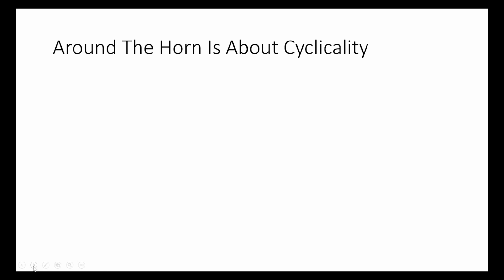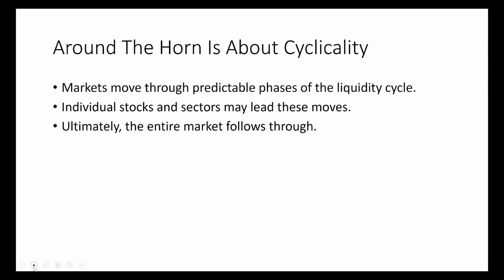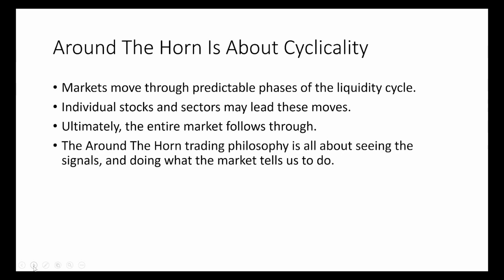So the book Around the Horn was written about market cyclicality, right? I know it's got the baseball analogy, and everybody says, "Oh, you must be the biggest baseball fan in the world." But really what Around the Horn is about is markets moving through phases of the liquidity cycle. So individual stocks and sectors lead the moves. Ultimately, the entire market follows through with it.